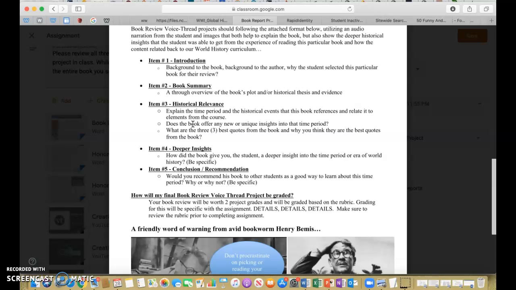And then I want you to also share with me 3 best quotes from the book. And why are they the best quotes from the book? So you've got to give some more detail as to why you think that this is so important. What is it that really makes this an extremely important quote? And once again, on all these, you're putting images to go along with this.